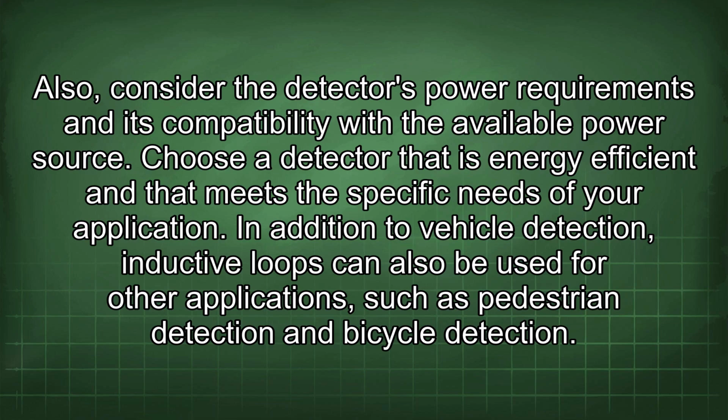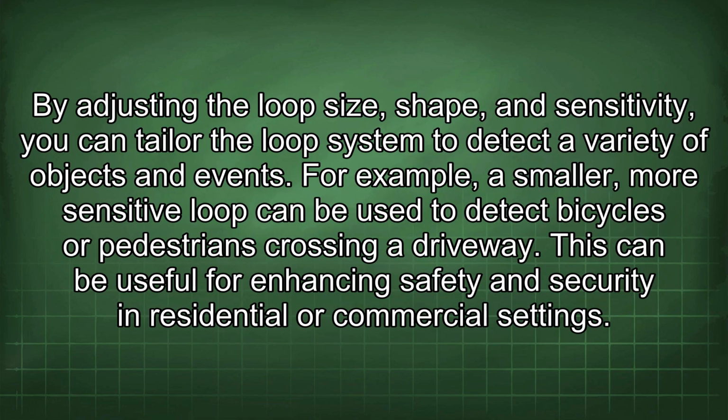In addition to vehicle detection, inductive loops can also be used for other applications such as pedestrian detection and bicycle detection. By adjusting the loop size, shape, and sensitivity, you can tailor the loop system to detect a variety of objects and events. For example, a smaller, more sensitive loop can be used to detect bicycles or pedestrians crossing a driveway. This can be useful for enhancing safety and security in residential or commercial settings.